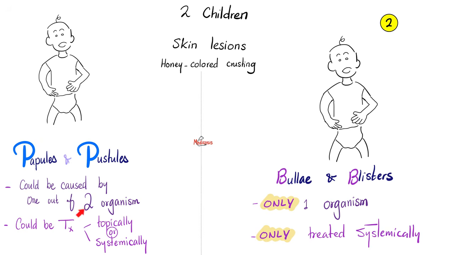Conversely, the second kid had, instead of papules and pustules, bullae and blisters. Maybe caused by one of 2 organisms, right? Nope, only one organism is capable of causing this. Alright, I can treat it topically or systemically. Nope, topical is not going to work. You can only treat it systemically.